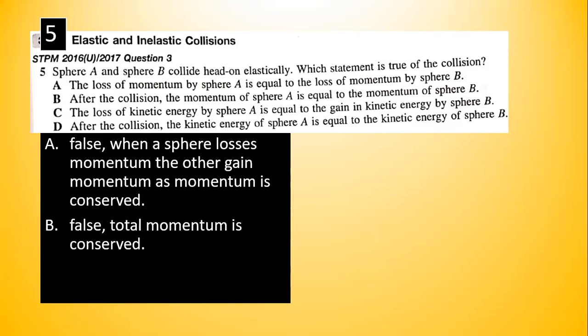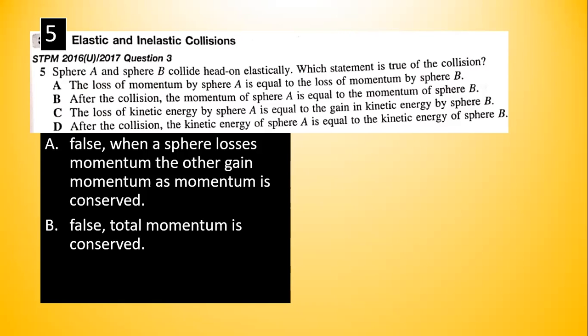False. Because elastic, one will stop, one will move. What? It has to be total momentum is conserved, not momentum of A and momentum B alone only. What must gain, what must lose, correct? It's not the momentum of A equals to B. It's the total momentum of A and B before collision equals to total momentum of A and B after collision.